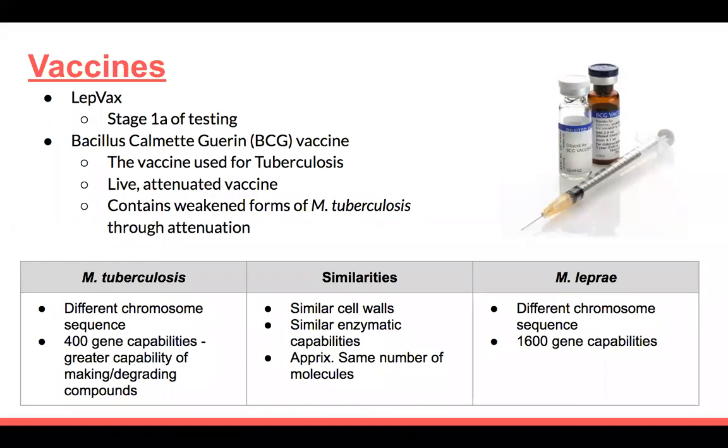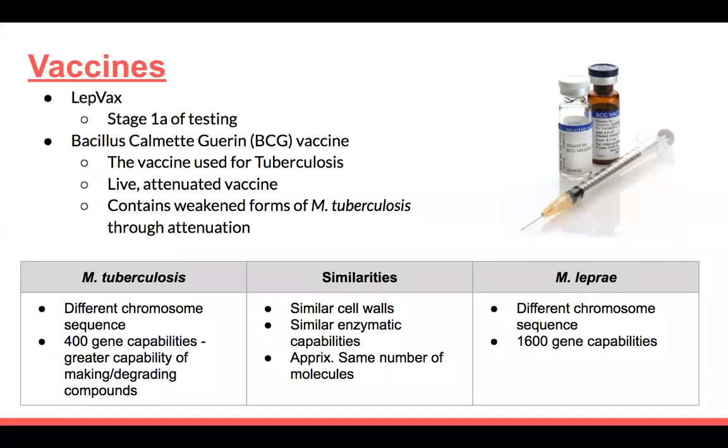Unfortunately, to date, there is no vaccine for leprosy. For such an infectious disease, a highly effective vaccine would be required in order to eliminate it from the population. Trials are still needed for new and existing vaccines. One vaccine called LepVax is currently in stage 1A of testing. Few countries around the world, specifically India and Brazil, are using Bacillus Calmette-Guérin, or the BCG vaccine, as both a tuberculosis and leprosy vaccine.